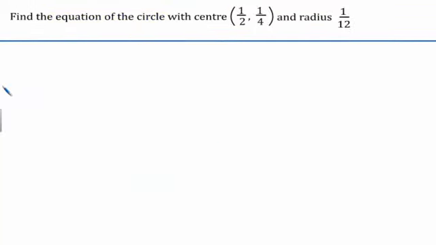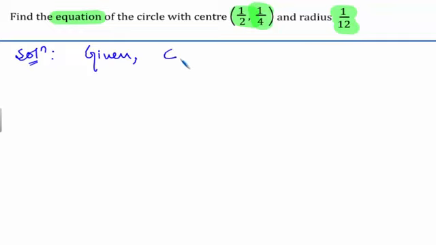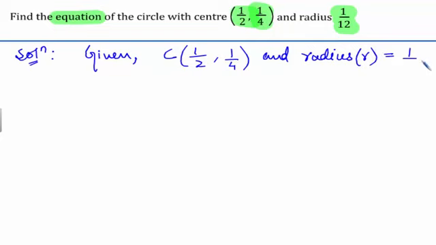In this question, we have to find the equation of the circle with center 1 upon 2 and 1 upon 4 and the radius 1 upon 12. Let's begin with the solution. And here we are given a circle with center, let us note it by C, as half and 1 upon 4. And also we are given the radius, denoting it by a small r. So this is equal to 1 upon 12. This is given to us.